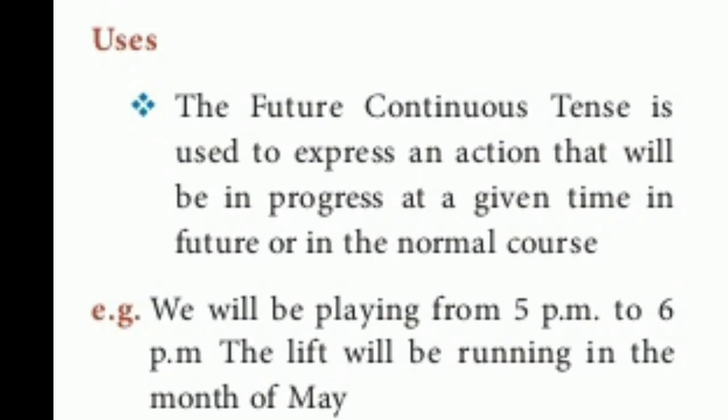The future continuous tense is used to express an action that will be in progress at a given time in future or in a normal course. We will be playing from 5 p.m. to 6 p.m. The lift will be running in the month of May.